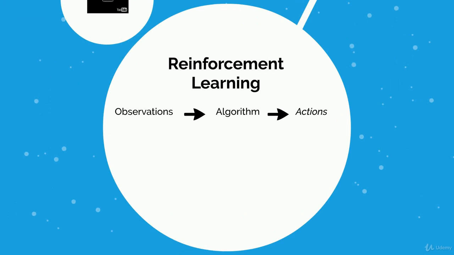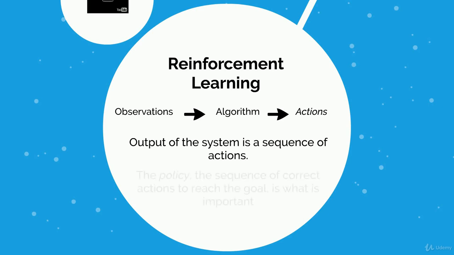Reinforcement learning doesn't really fall into supervised or unsupervised learning. Sometimes it's called semi-supervised learning or Q learning. In reinforcement learning, we're going to have our observations, which are our inputs, our algorithm, and then as a result, we're going to have a sequence of actions. So the output here isn't a class, it isn't numerical, but it's going to be a combination of actions that allow us to reach our goal.